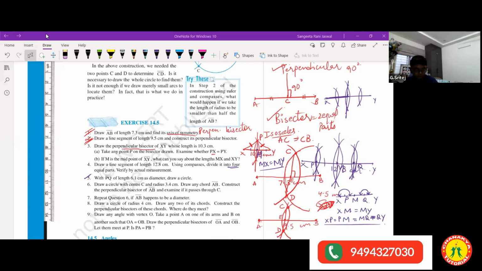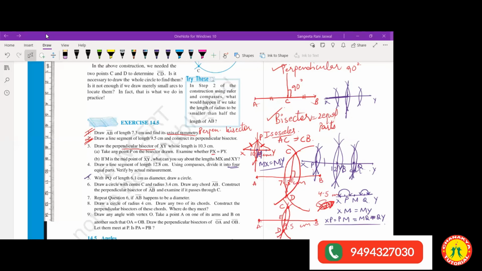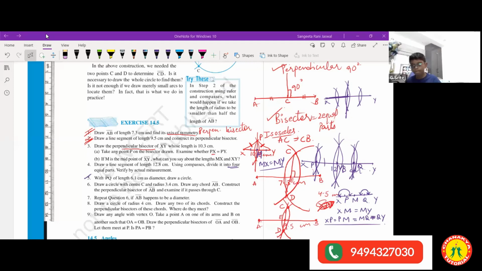Ma'am, in the question they asked if it passes through C, the answer is yes, ma'am, it does pass through C. Very good, Sritej. So children, like this, you must write the steps, okay?